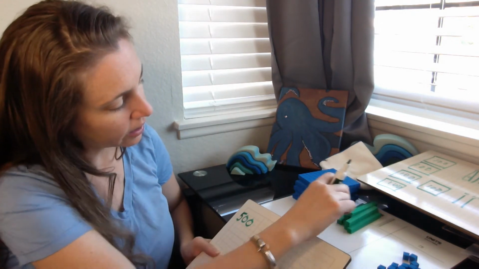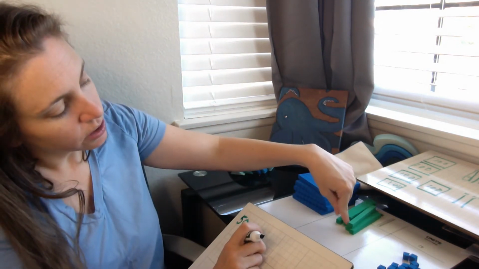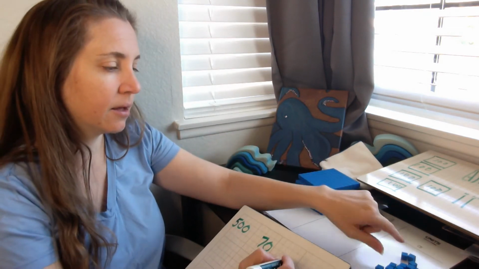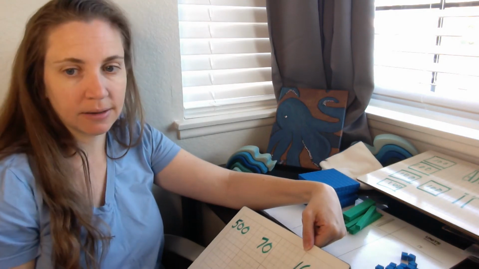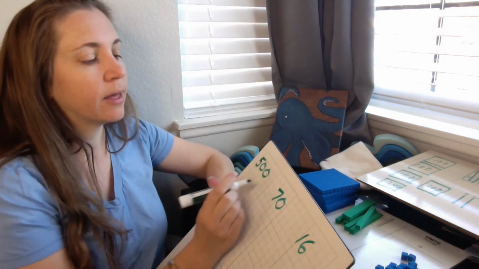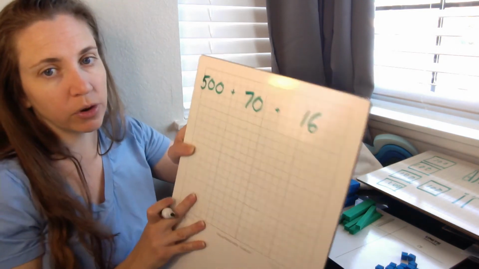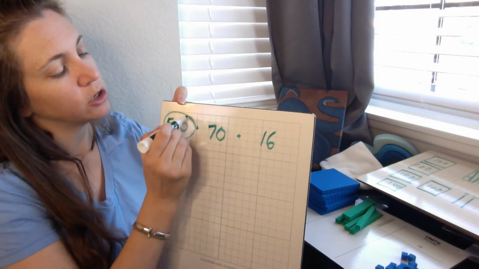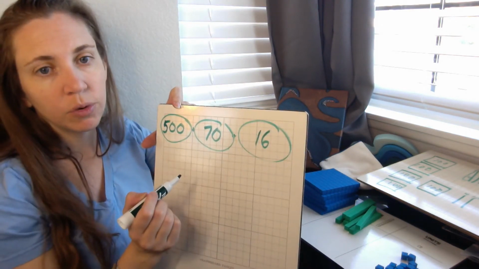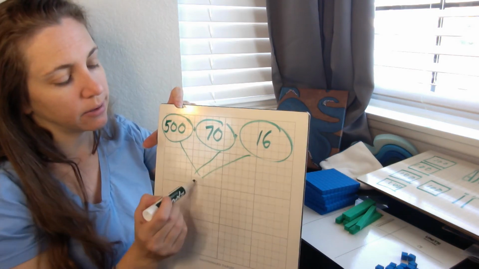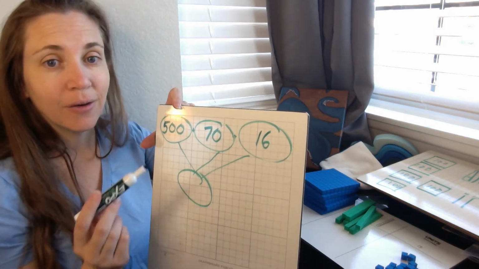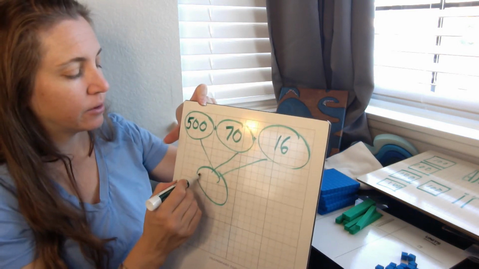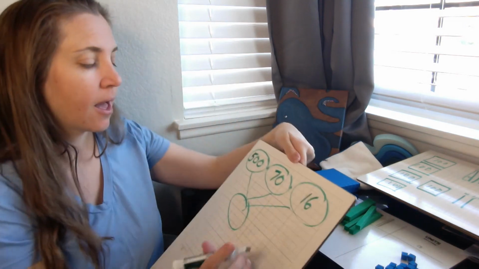Okay, I have 500, and I have 10, 20, 30, 40, 50, 60, 70, and I have, and they would count it all up, I have 16. So these are all the pieces I have. This is expanded form. So don't let them write it out. You know, if there's a gap, that's fine. If they want to do circles, this is called a number bond when you bring it all together and write down what it's worth.